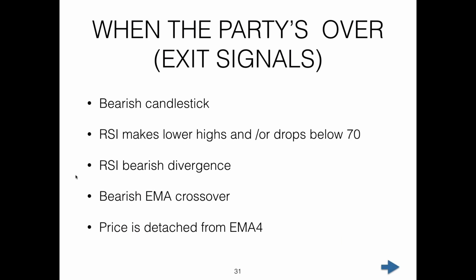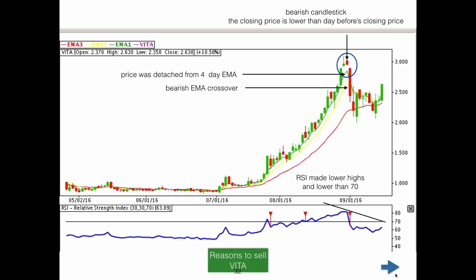First, you have the bearish candlestick following a strong move up. RSI makes lower highs and or drops below 70. RSI makes a bearish divergence. There's a bearish EMA crossover and price is detached from EMA4. Here are some examples. Vita was in a parabolic state until it started to show bearish signals that warned of a drop in prices. Here are those signals.